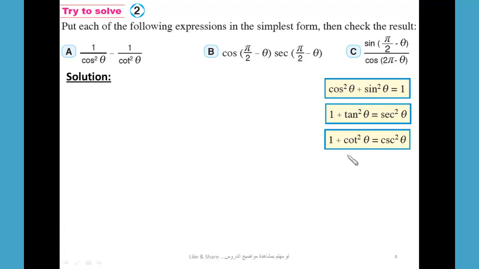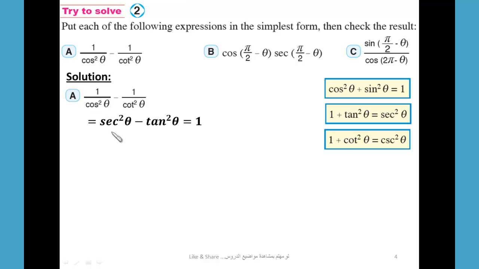And you can deduce another rule, dividing both sides by sine square. So we have 1 over cosine square minus 1 over cotan square. 1 over cosine square equals sec square. Minus 1 over cotan square equals tan square. And sec square minus tan square equals 1. So the simplest form here for this equals 1.